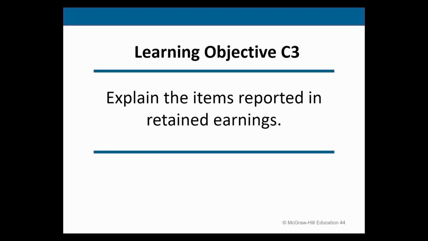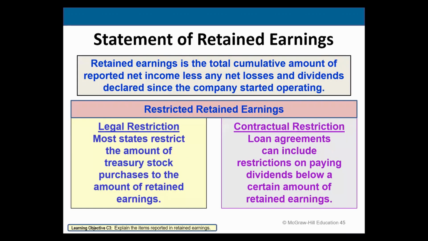Then we will explain the items that are reported in the retained earnings. Retained earnings generally consists of cumulative net income minus any net losses and dividends declared. Retained earnings does not imply that a certain amount of cash or other assets is available to pay stockholders.